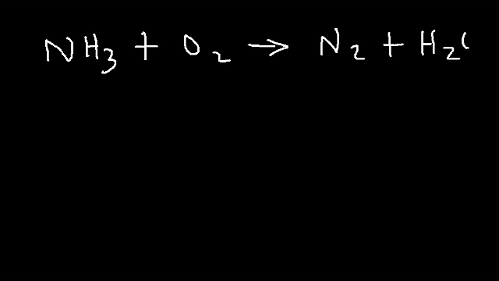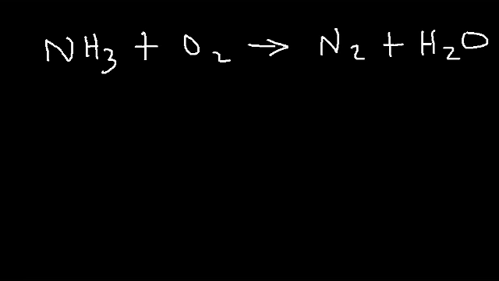Ammonia reacts with oxygen gas to produce nitrogen gas and water. So before we calculate the enthalpy change for this reaction, make sure you balance it. Pause the video and go ahead and balance it.